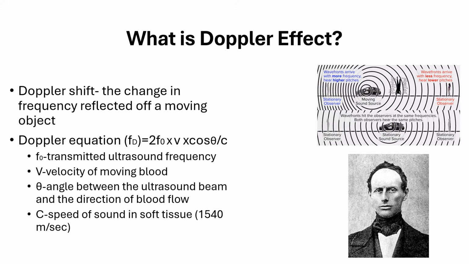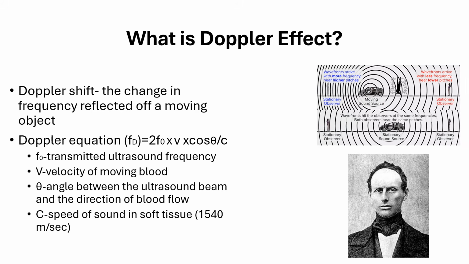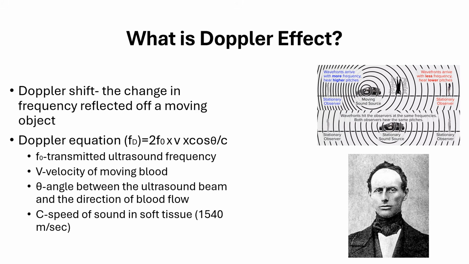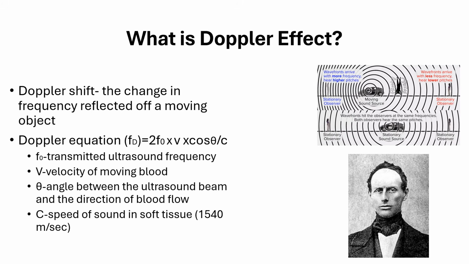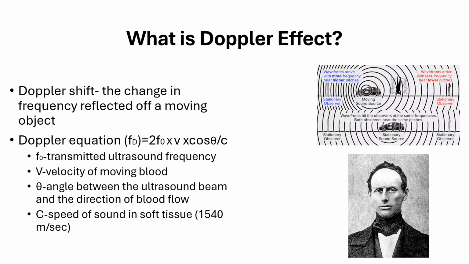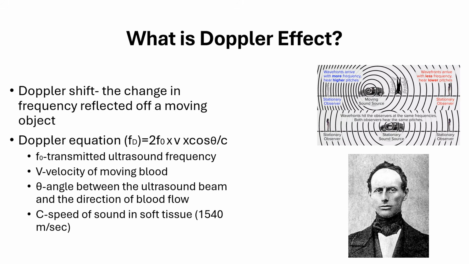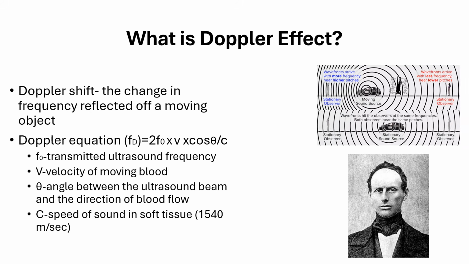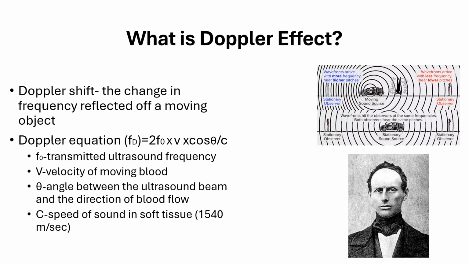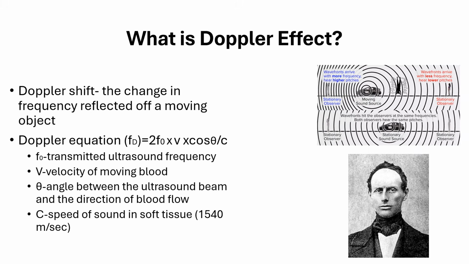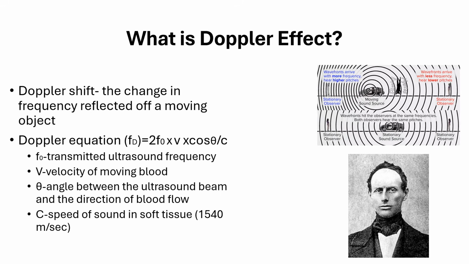There's a Doppler equation which is important for us to have an idea about. It is Fd, which is Doppler shift, equals 2f0, which is 2 times transmitted frequency of the ultrasound, times velocity of moving blood, times cosine theta, which is the angle between the ultrasound beam and the direction of blood flow, divided by c, which is speed of sound in soft tissue, which is most of the time assumed to be 1540 meters per second. Please pause this video if you need more time to understand this important concept.